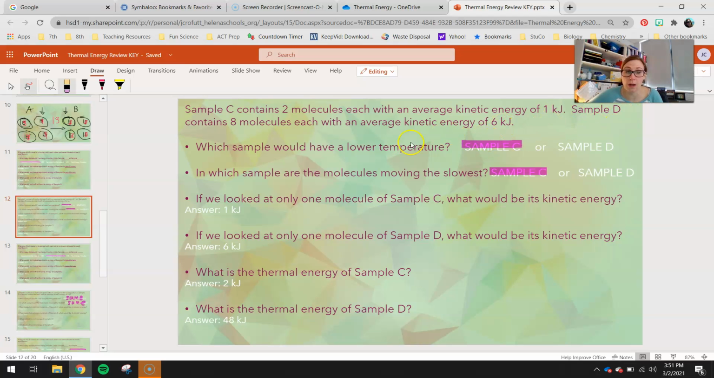So sample D is much bigger. Which sample would have a lower temperature? That's sample C. And they're also having the slowest moving molecules because they have the lowest average kinetic energy with only 1 kilojoule. If we looked at only one molecule of sample C, what would be its kinetic energy? 1 kilojoule. 6 kilojoules for sample D. And then what is the thermal energy? So again, if we added all those up, all 2 molecules at 1 kilojoule each for sample C, you'd get 2 kilojoules, and 48 for sample D.